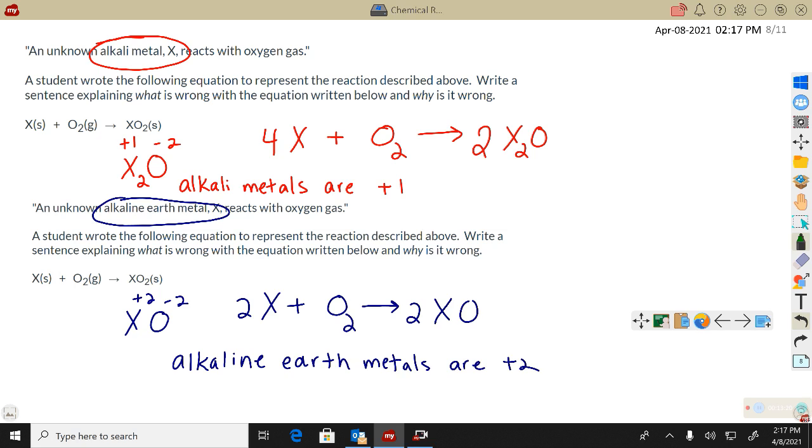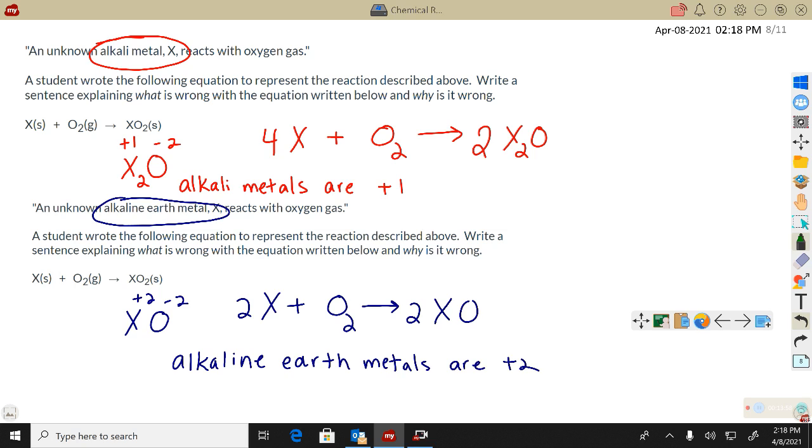In the first red option, X represents an alkali metal, but alkali metals have a charge of +1. So if the alkali metal X is +1 and it bonds to oxygen, the formula should be X2O. And then I've got the proper balanced equation. Same kind of error with the blue example. Alkaline earth metals are +2. So if a +2 alkaline earth metal bonds with oxygen, you've got +2 -2. So their final formulas were both written incorrectly.